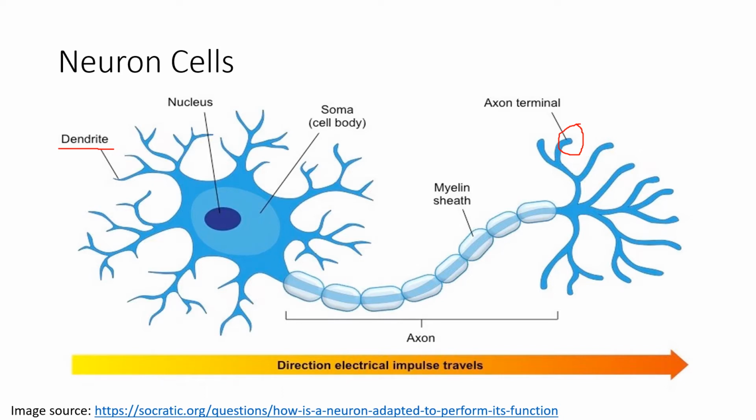These cells do have nuclei. Obviously, they're cells like any other cell. They just look a little different. And we have the soma, which is the cell body. The signal gets sent through this long chain called the axon, and it is protected by the myelin sheath, which is a lipid layer that protects the signal going through the cell.